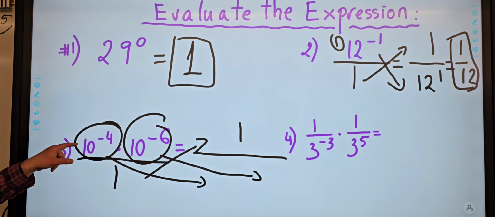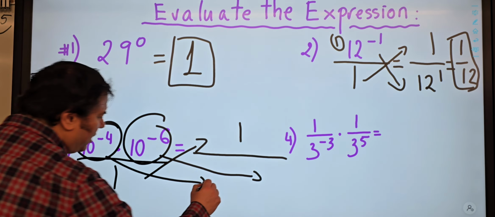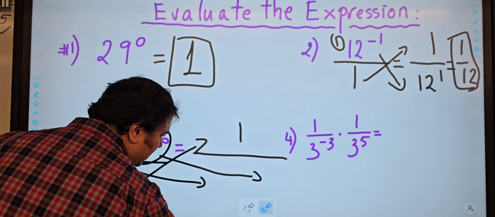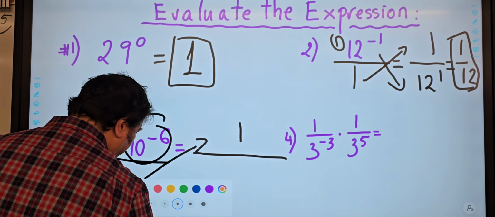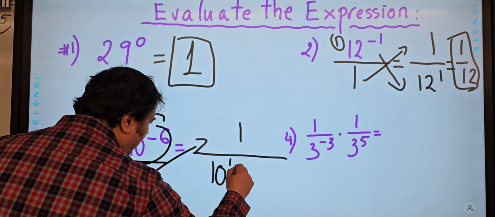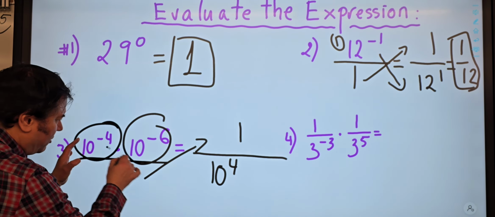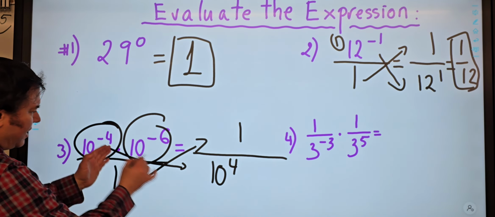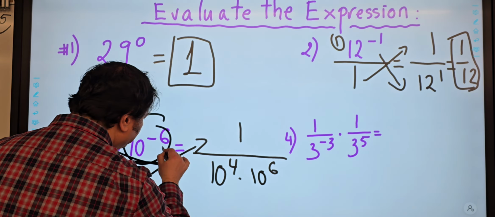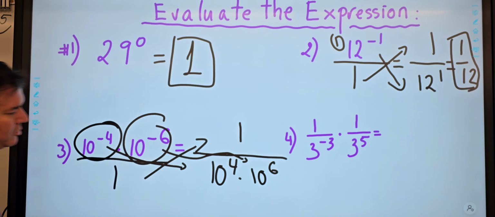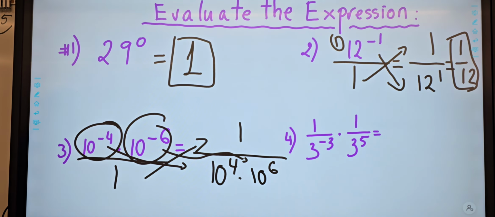So here we get now 10 to the positive 4. Let's erase that so we have some space. So 10 to the positive 4, this goes to the bottom here and becomes positive. And then times 10 to the positive 6. Okay? They went to the bottom and they became positive.